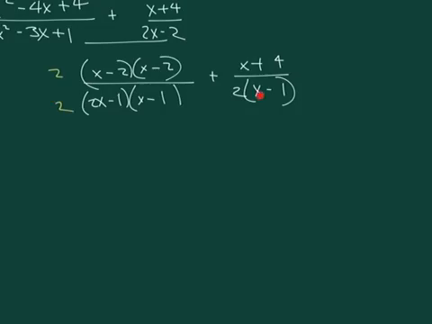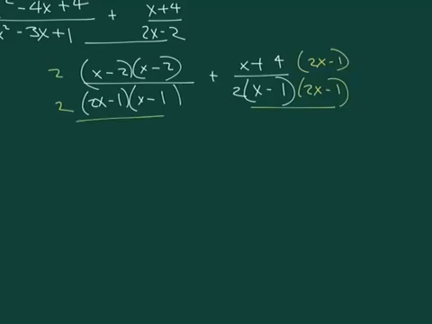So looking over here, is there anything I'm missing here? Well, I've got a 2 and a 2, an x minus 1, and I'm missing a 2x minus 1, so I'm just going to put 1 there. And 1 on top. There. Now I have common denominators.